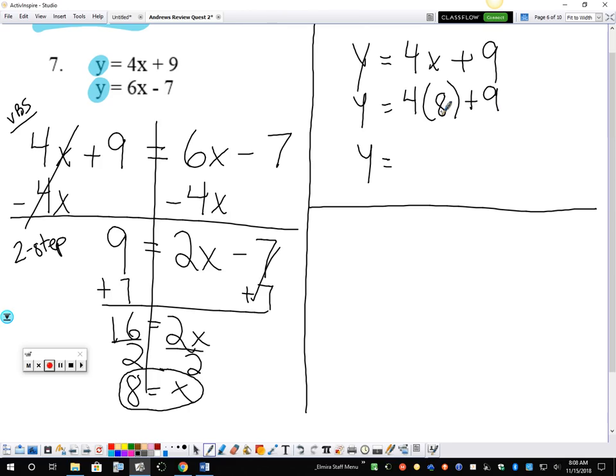So 4 times 8 is 32. 32 plus 9 is 41. Okay, so I've got our solution. Now I will check. So I have to use my other equation for my check.